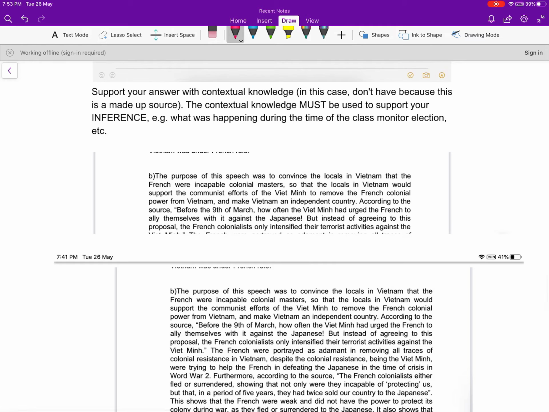And for purpose questions, you must always support your answer with contextual knowledge. In this case, I cannot give you an example because it's a man-made source. The contextual knowledge must be used to support your inference. Example, what was happening at the time of the class monitor election, etc. This contextual knowledge cannot be anything that you pluck out of the air. For example, if this source is talking about class election, you don't go and talk about Singapore's independence date and all those things. Although you have contextual knowledge, you must pick the right ones to use.